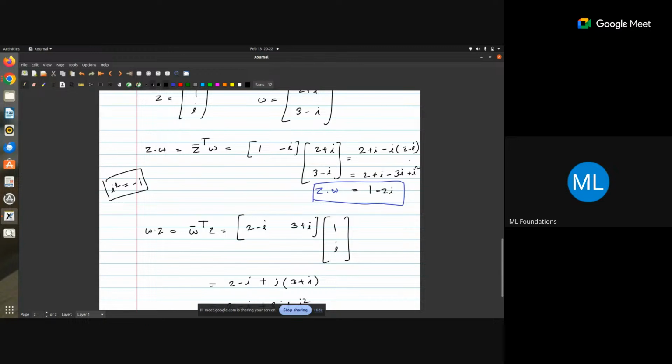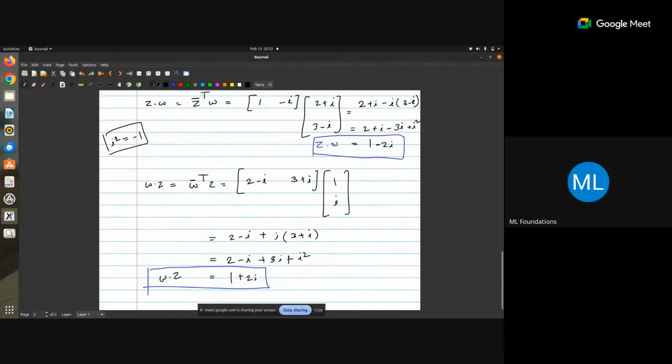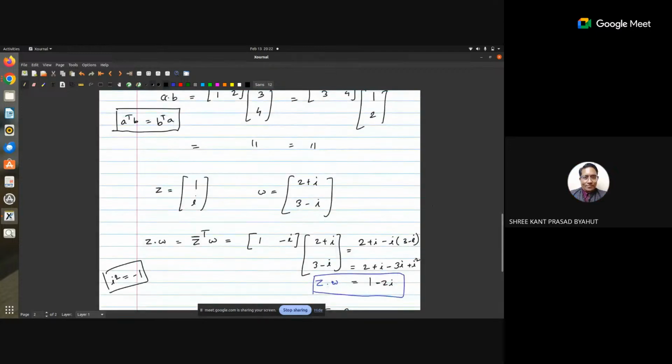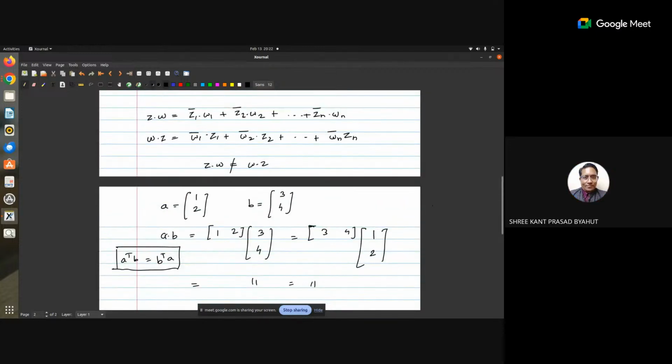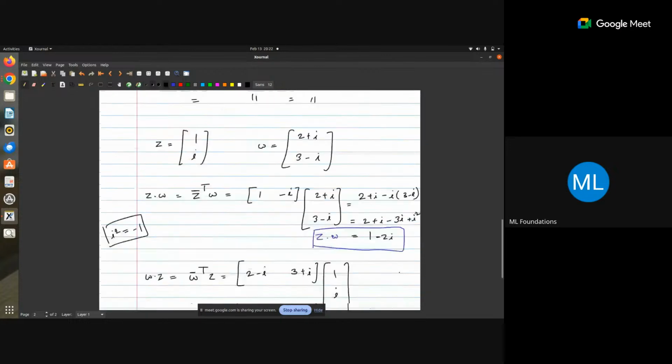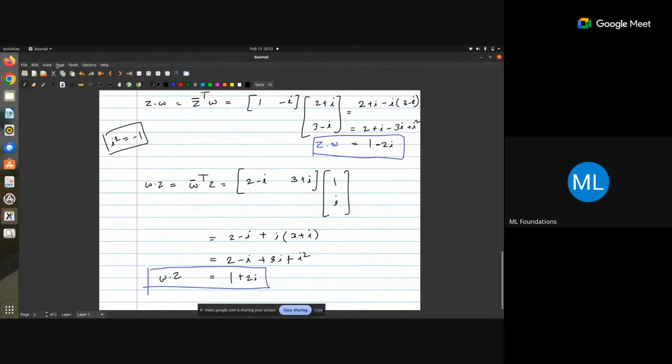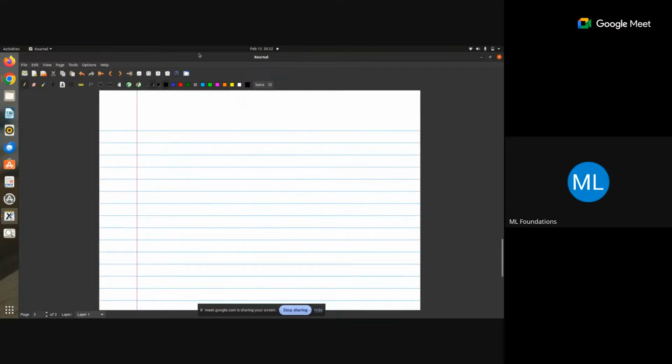The calculations are correct, but the thing is, you cannot say that Z dot W will be equal to the conjugate of that, right? No, it is not possible. Anything can come. So maybe we'll take one more example and try to see whether it will be correct or not.